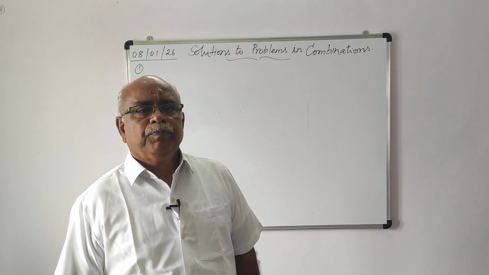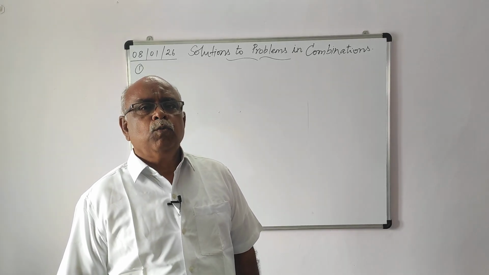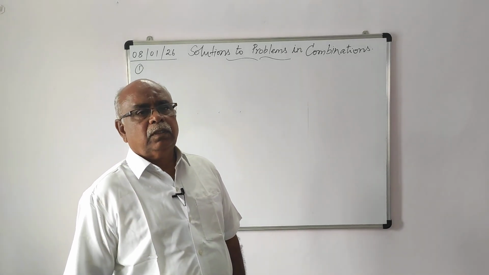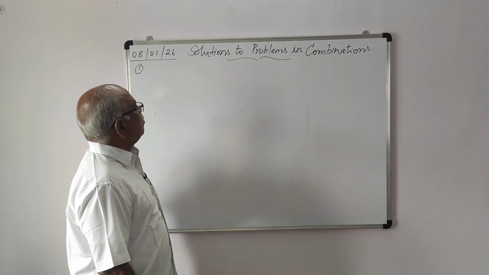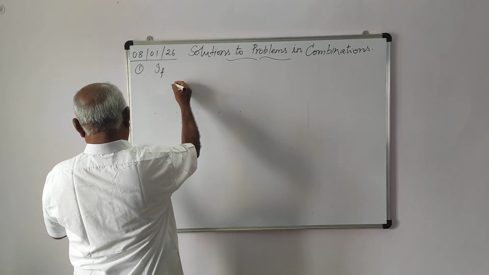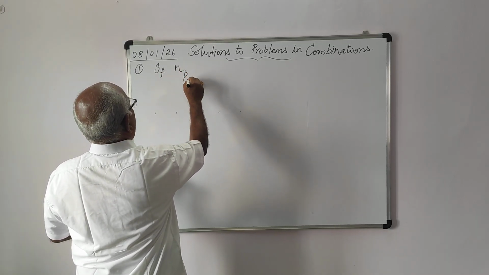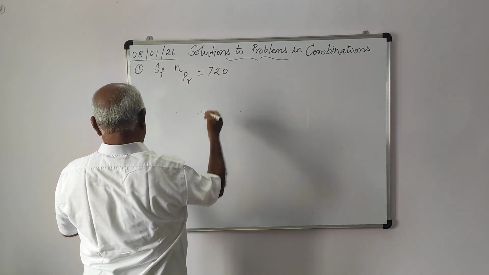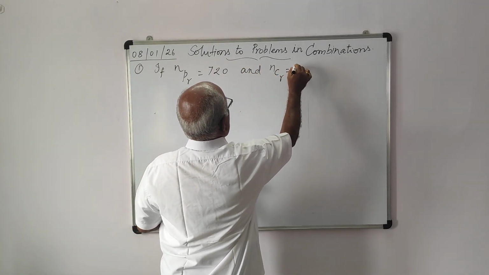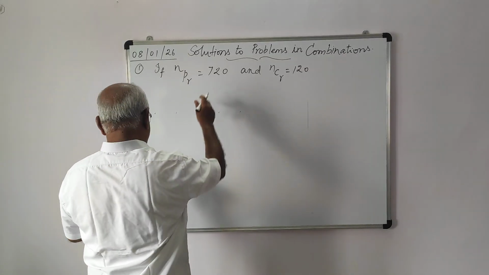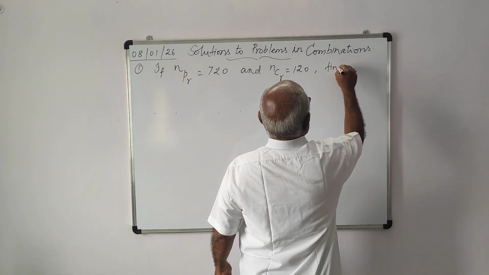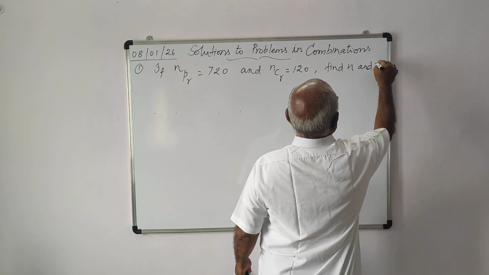My dear students, in this video we are going to solve a few more problems in the topic combinations which are in the textbook. The problem is, if nPr equal to 720 and nCr equal to 120, then find n and r.